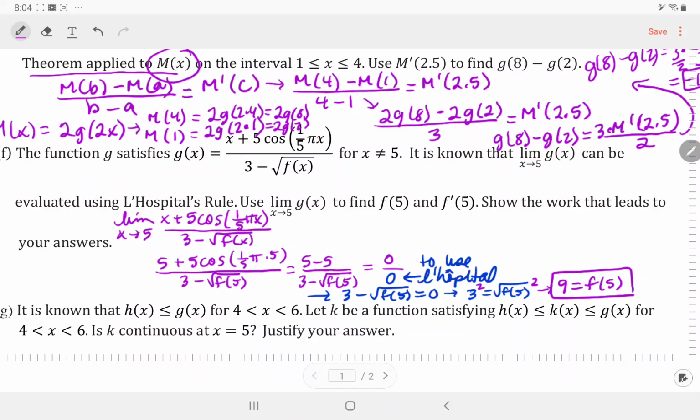Okay, well, let's substitute and see what happens. I have no idea what's going to happen. Okay, so this is use L'Hopital. So L'Hopital, I have no prediction here, so it's kind of interesting. I don't know how they're going to find me f prime of 5. So x is 5, so that's 1 plus 5 times negative sine, I'm taking the derivative, 1/5 pi.